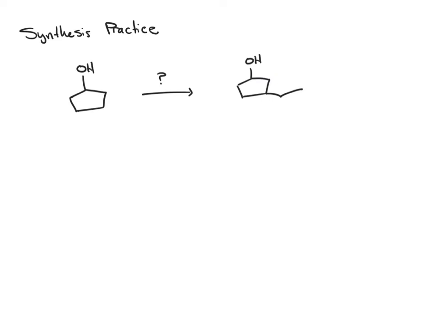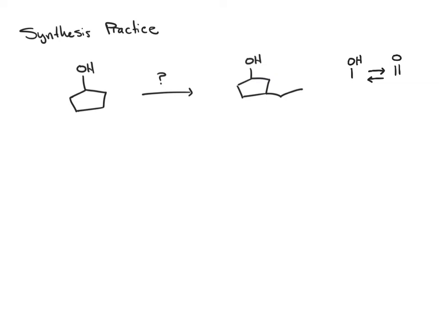All right, so our strategy for this is to remember that alcohols and carbonyl compounds are only one step apart. So remember that if you have an OH, you can oxidize that into a carbonyl, and you can reduce a carbonyl back to an alcohol.